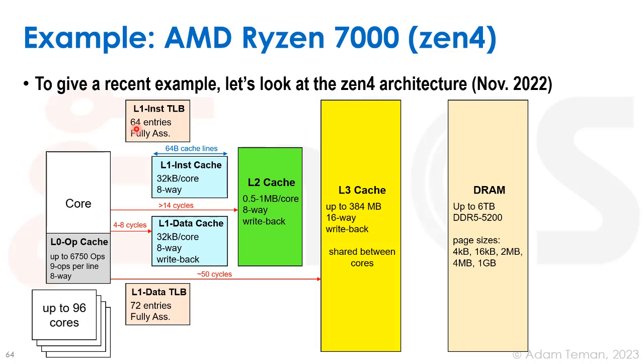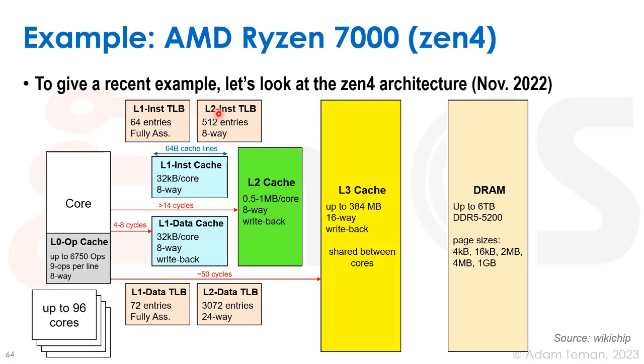And of course, we must not forget our TLBs. So our instruction TLB is going to be 64 entries and fully associative, whereas our data TLB is going to have a couple more entries, 72 entries, and is also fully associative. But that's the L1 instruction and data TLB. We also add an L2 instruction and data TLB. We showed before that these are just going to be bigger TLBs that take more time to access, but they're going to at least limit our page walks. So this one is going to have 512 entries, and it's not going to be fully associative, but still 8-way associative, and this one is going to have 3,000 entries, and it's 24-way associative.